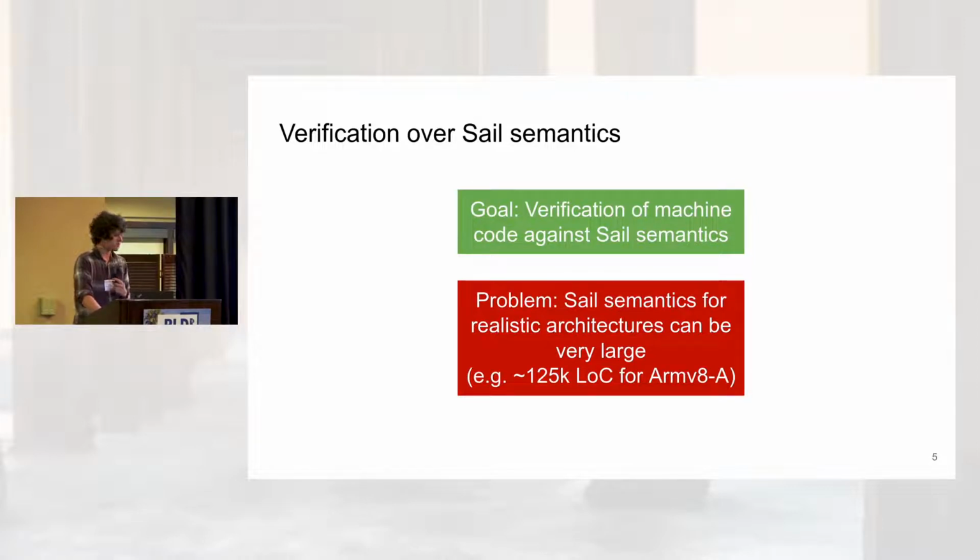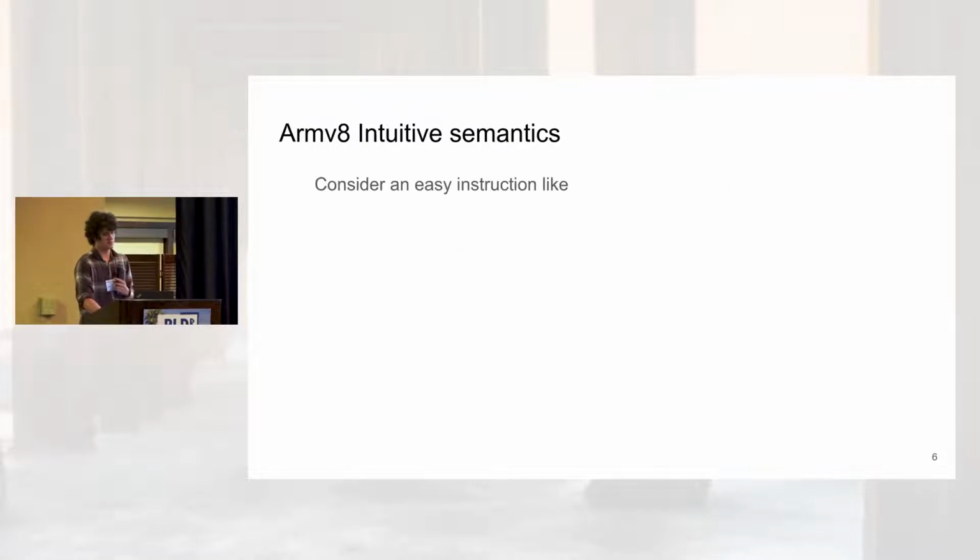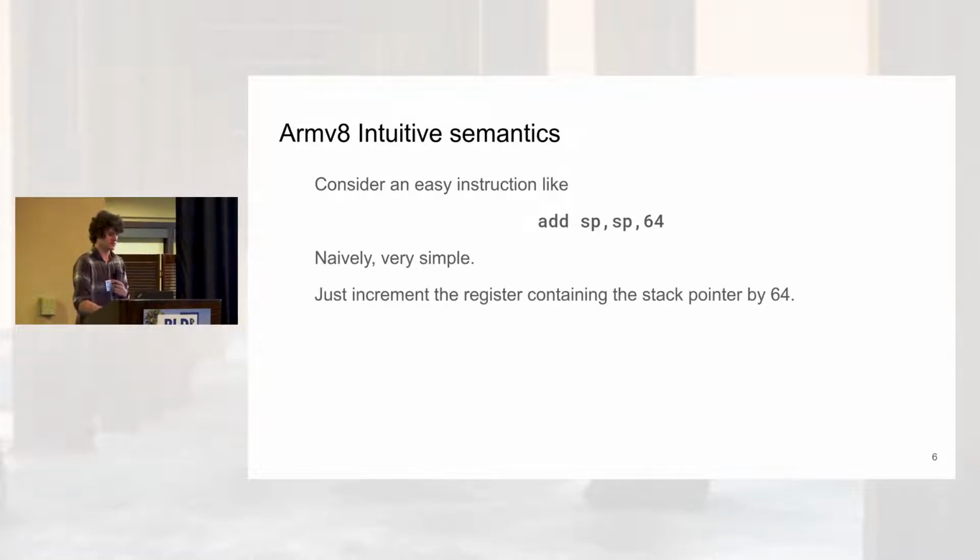You might be wondering where all this complexity comes from. Think about some simple instruction you might want to reason about, like this one, which adds 64 to the stack pointer. Surely this is very simple, right? We just take the register containing the stack pointer and increment it by 64.